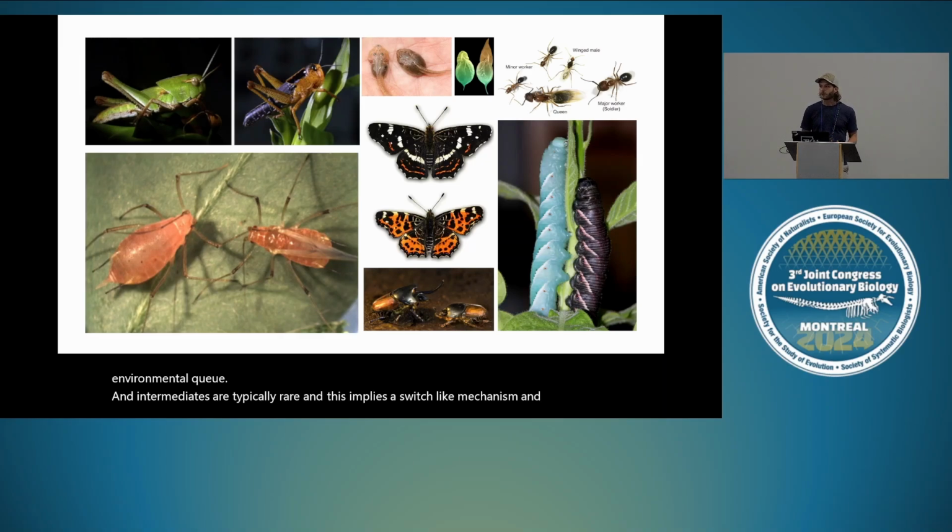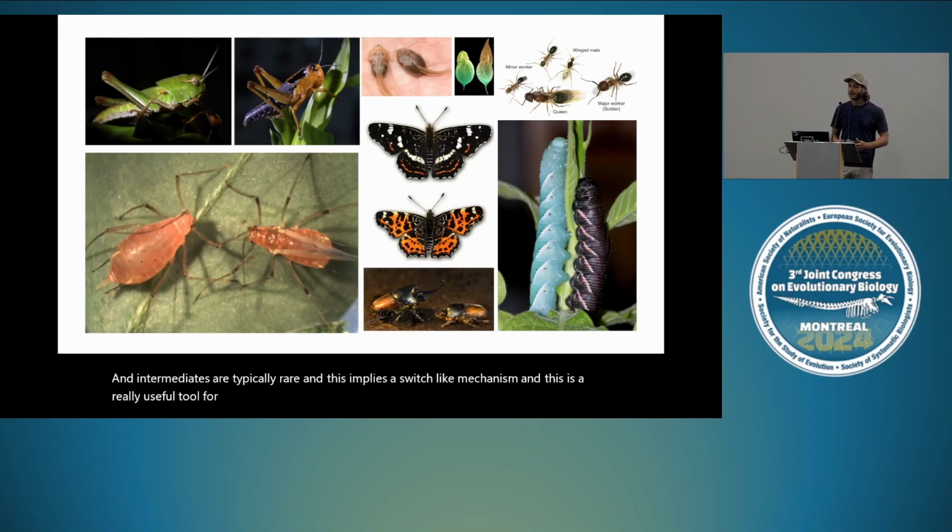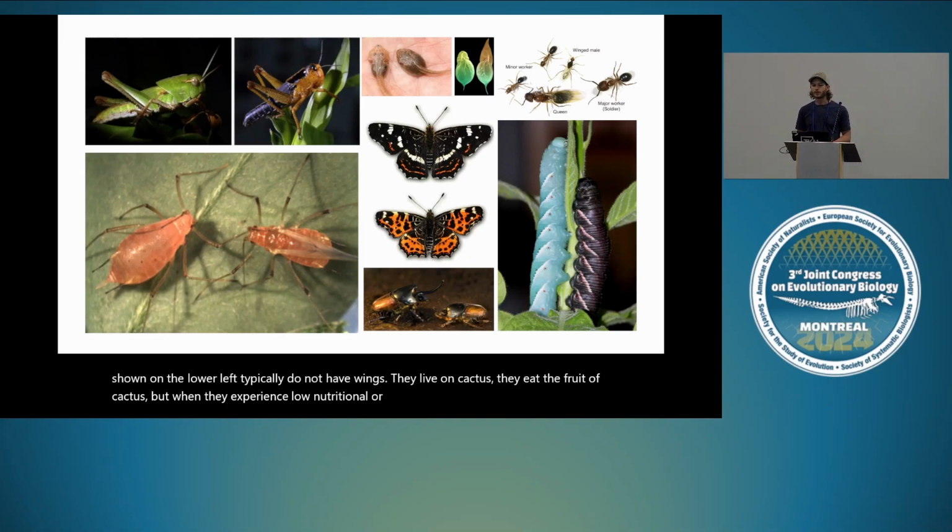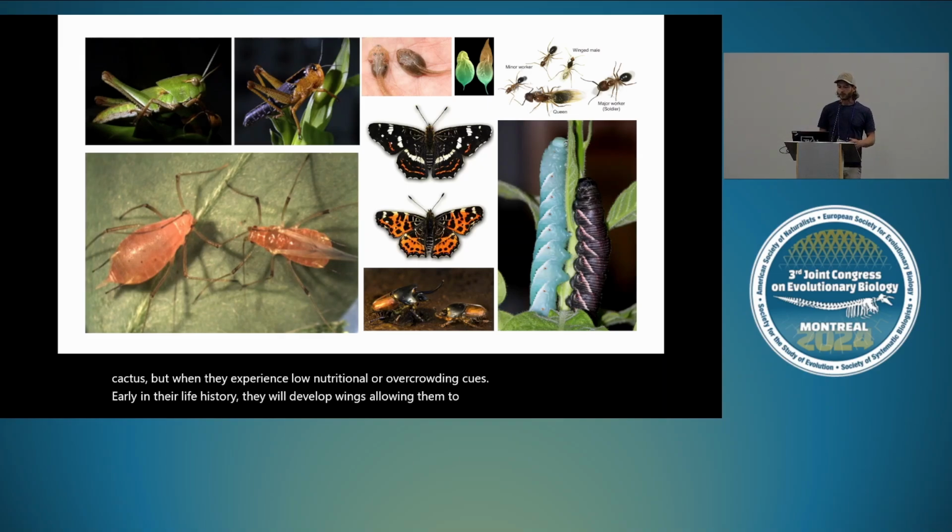This is a really useful tool for studying plasticity due to its binary output. For example, these pea aphids shown on the lower left typically do not have wings. They live on cactus. They eat the fruit of cactus. But when they experience low nutritional or overcrowding cues early in their life history, they will develop wings, allowing them to search for new resources.